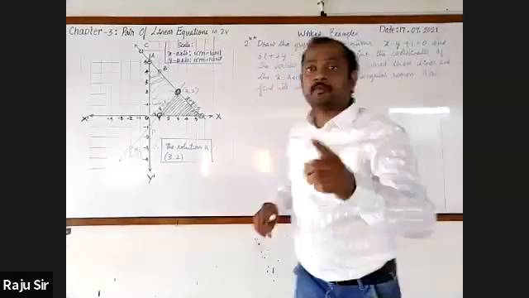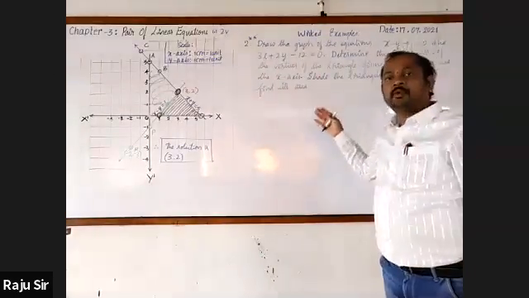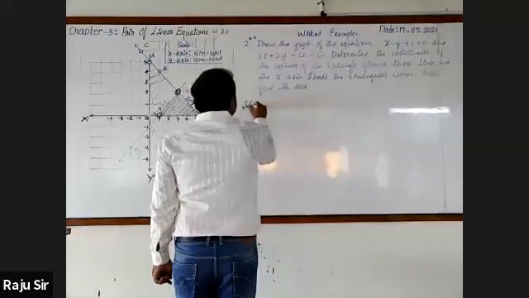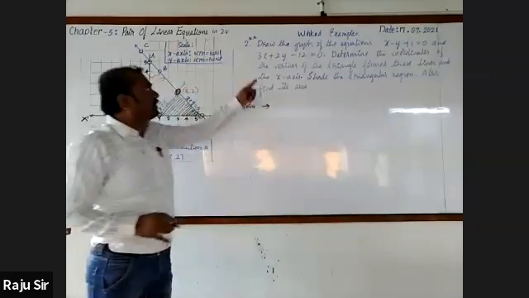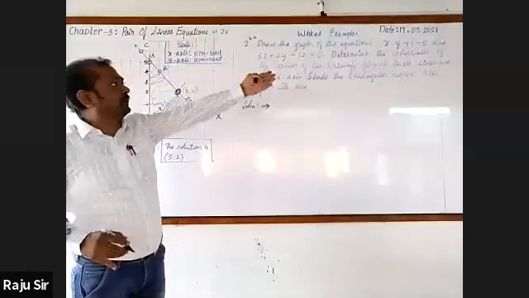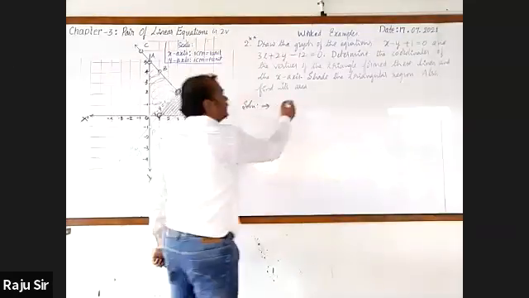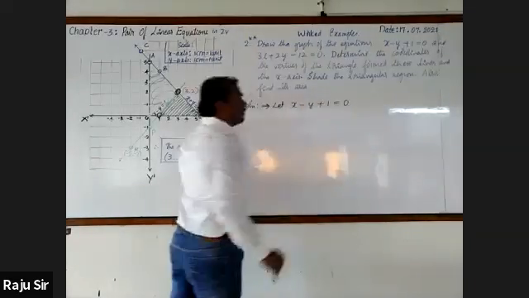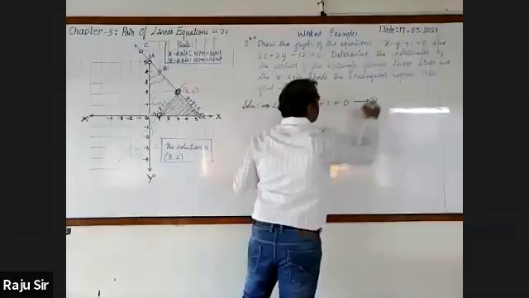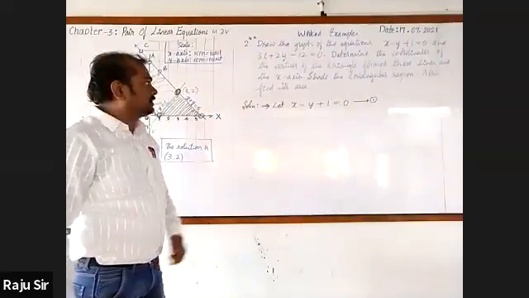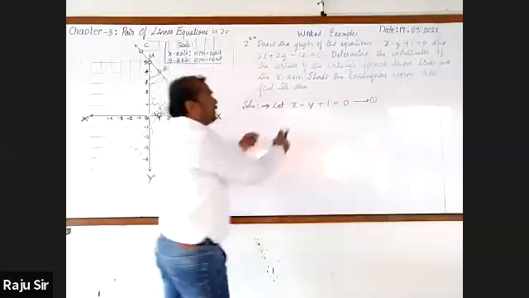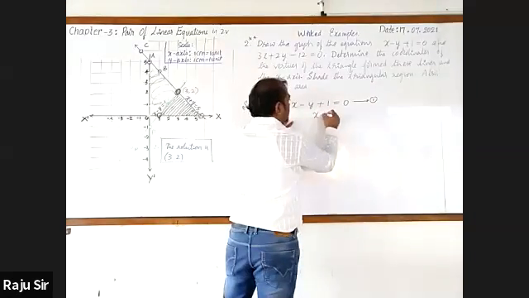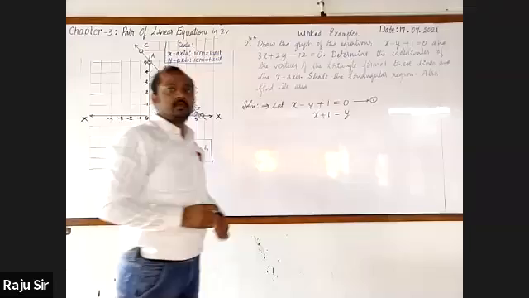Now, let us take the equations one by one and find out the coordinates of the points. Solution. First, I'll take the equation x minus y plus 1 equal to 0 as the first equation. In that, solve for y. Very simple. Here minus y is there. Transfer that to the right hand side. It will be x plus 1 is equal to y, or y equal to x plus 1.